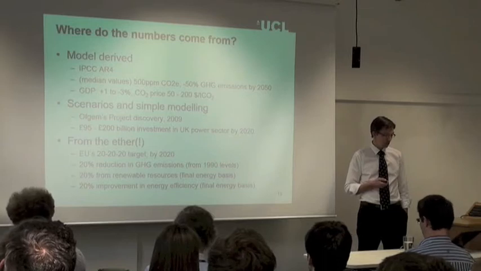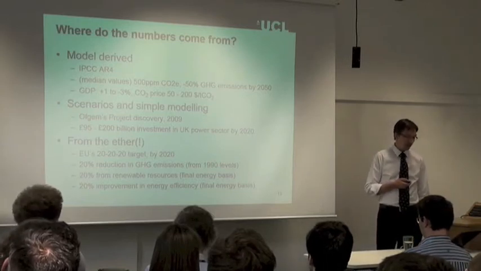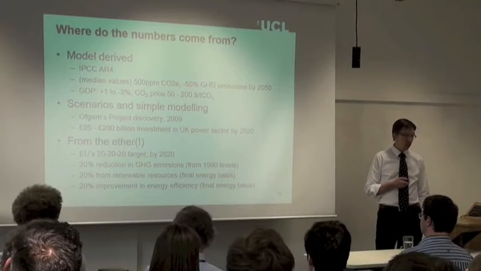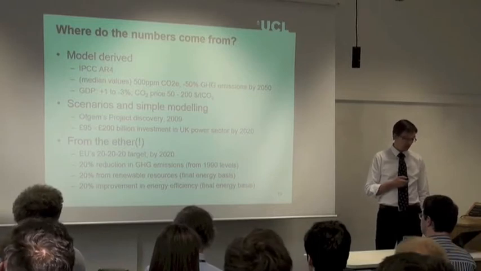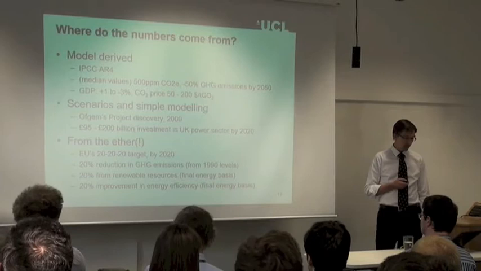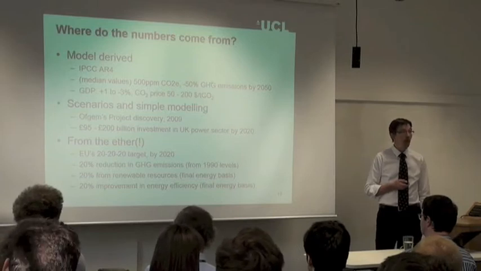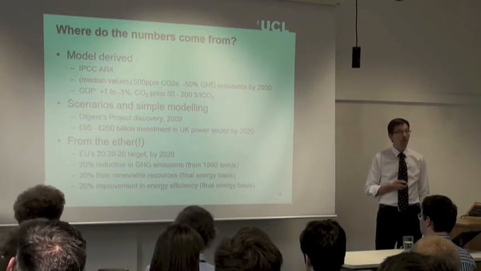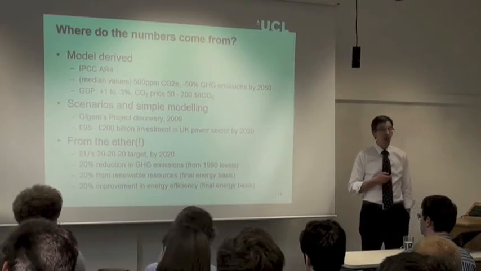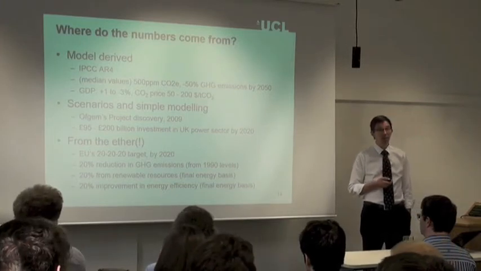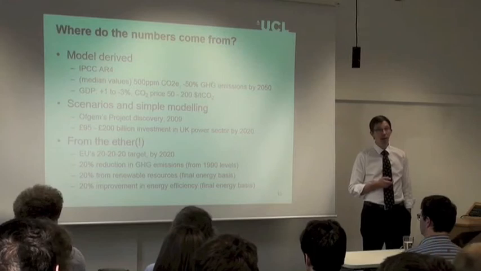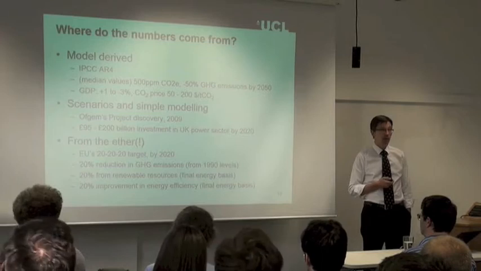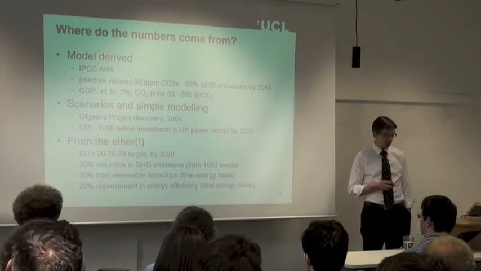So there are 2020 targets in terms of greenhouse gas emission reductions, renewable resource improvements, and energy efficiency improvements of 20%, which, as far as I can see, were plucked from the ether. And that's not good policy making, and unless our economic situation continues as badly as it has, these three targets will not be met. And certainly I'm very skeptical about the renewable resource target, even under economic contraction.